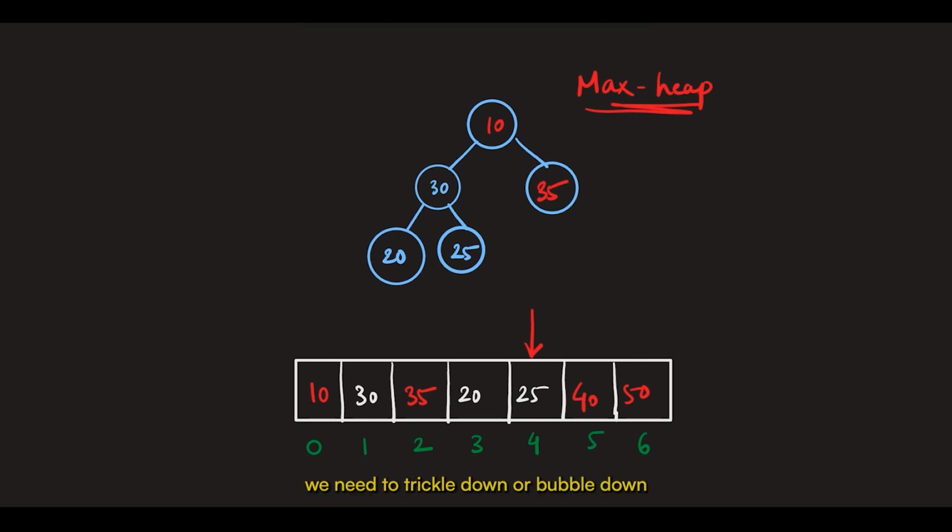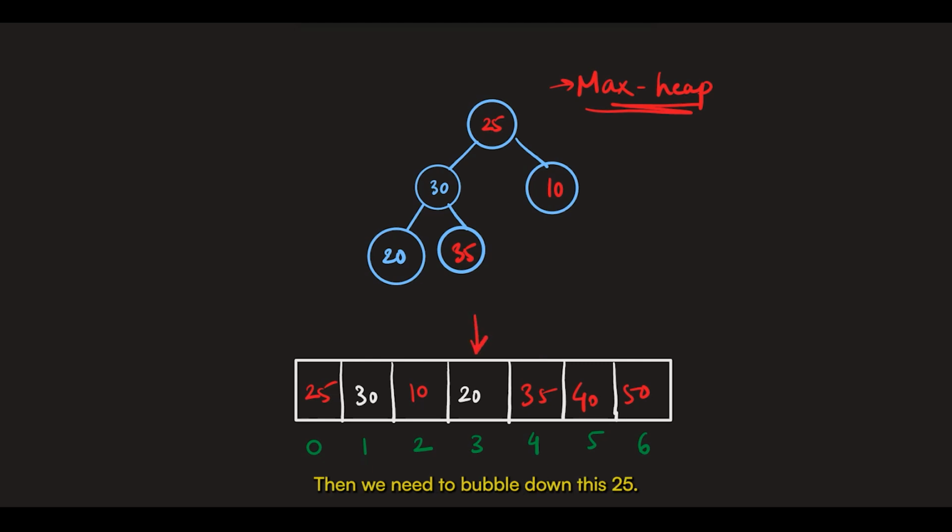In the next step, we need to trickle down or bubble down the 10. We'll replace it with the largest child so that the max heap property is followed. Now we can notice that the max heap property is being followed by every node in the heap. So we can move on. Now let's try to delete 35. For that, we'll first replace 35 with the last element in the heap. Again, we'll move the pointer to the element before the last element. So this pointer goes here.